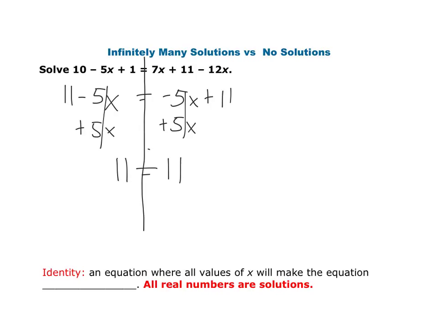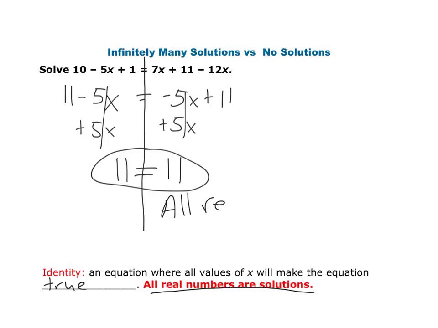Now, unlike our first example, you notice 11 does actually equal 11. So this is what we call an identity. And an identity is an equation where all values of x will make the equation true. In other words, all real numbers are solutions. So when you find a situation like this where 11 equals 11, we actually say that the answer is all real numbers. And what that means is any number that I put in for x, this equation would work.